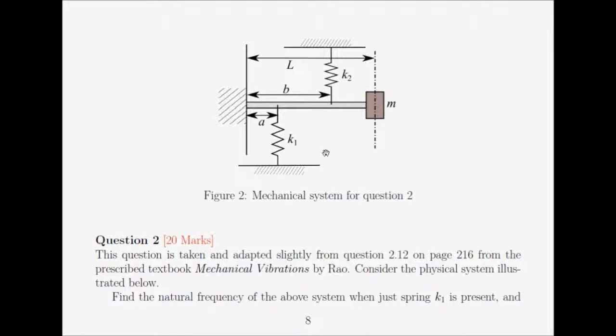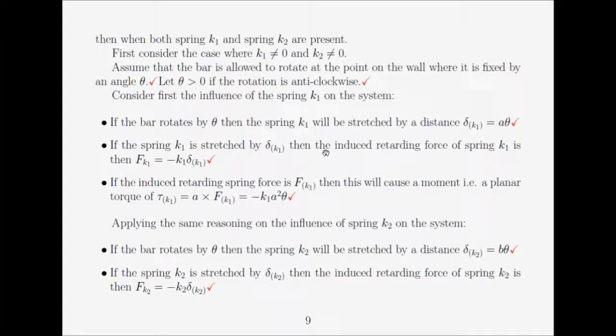Moving on to question 2, there is a physical system. There is basically a rod in a horizontal configuration. There is a supporting spring, there's a mass at the end, there's another spring, there are some distances A, B and L. The question is from the textbook on page 216, and essentially when you have this type of problem, solve for the equation of motion. The question is asking, please find the natural frequency of the above system when the spring K1 is present, when both springs are present, and when one spring is not present.